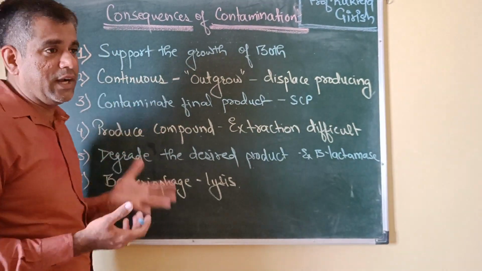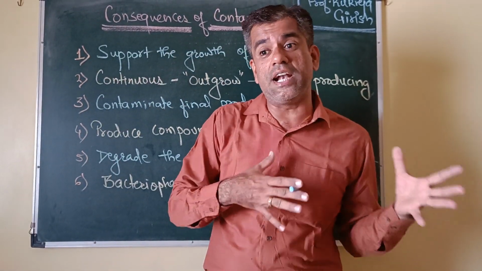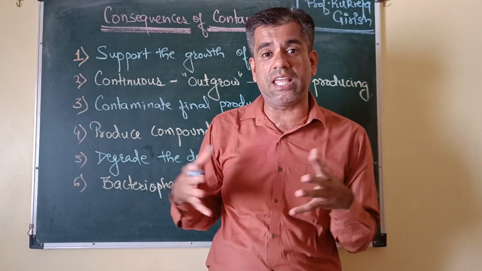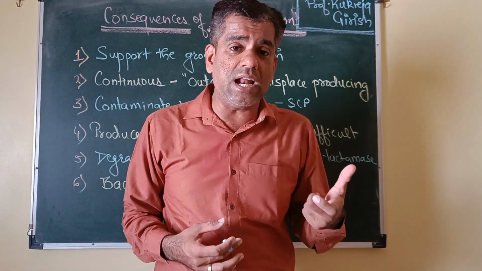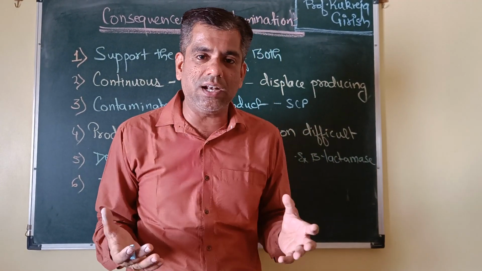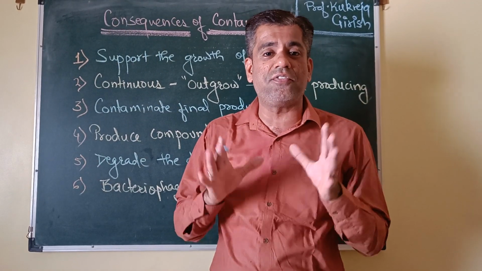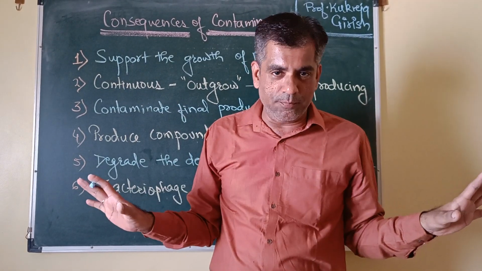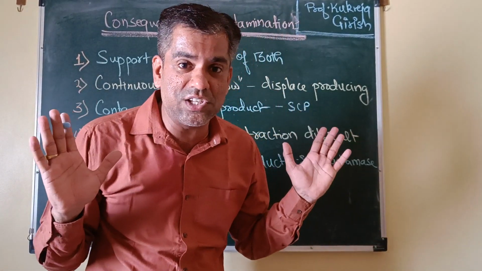A continuous fermentation, like many industrialists are involved in a process of continuous fermentation. Remember, we had seen the chemostat or the turbidostat. In this, your contaminant organism may outgrow the producing strain. So now, ultimately, after a certain period of time, you will have your entire fermentation vessel filled only with the contaminant. Now you don't have your producing organism, so no product at all, a serious loss.